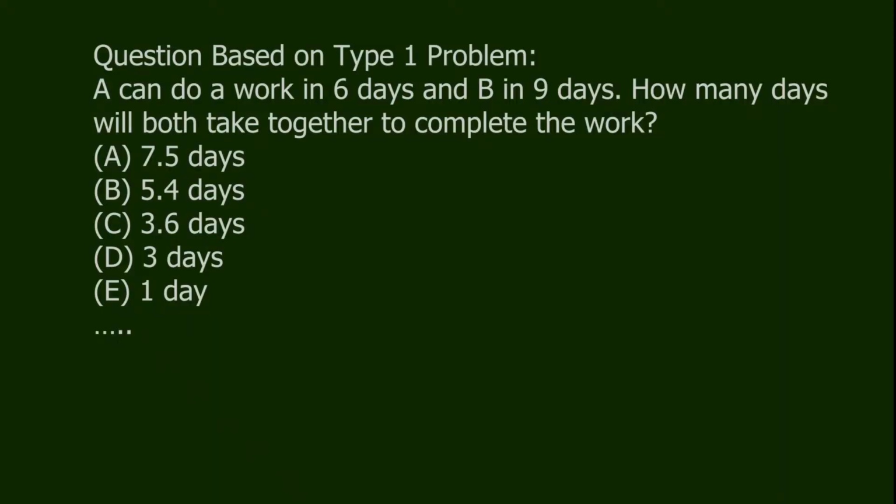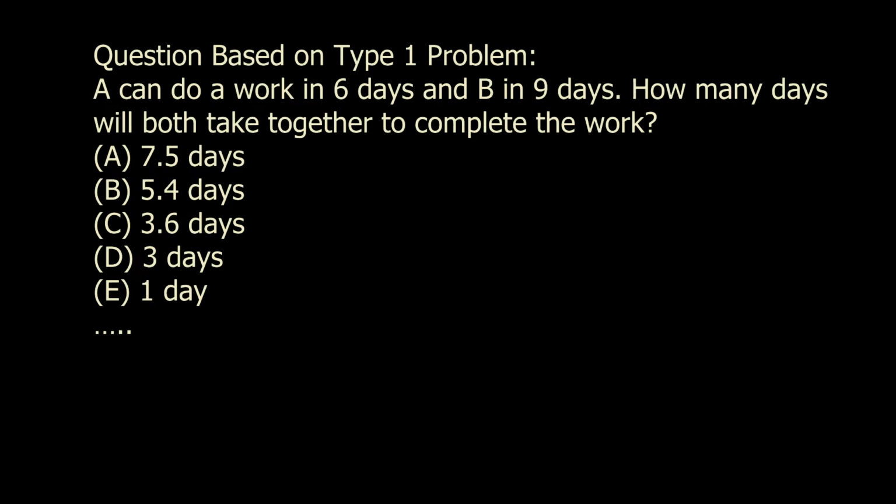So let's understand this basic type by solving one problem. Let's say A can finish a work in 6 days and B can finish a work in 9 days. So in how many days will they finish together? Let's understand the problem first. A can do a piece of work in 6 days and B in 9 days. How many days will both take together to complete the work?